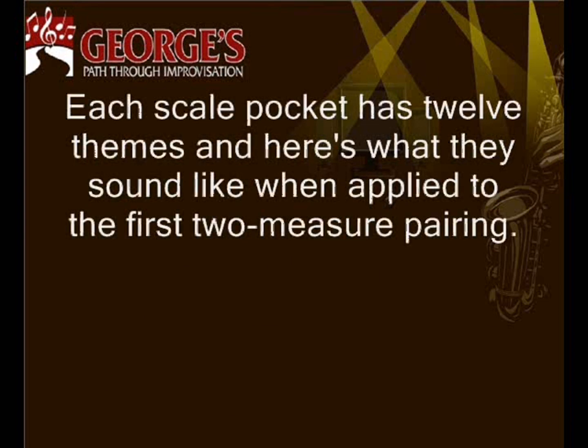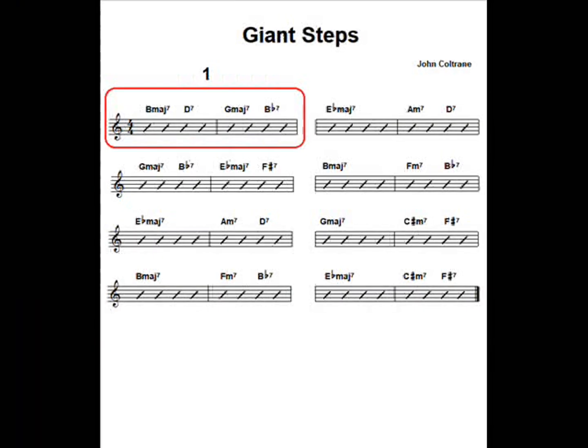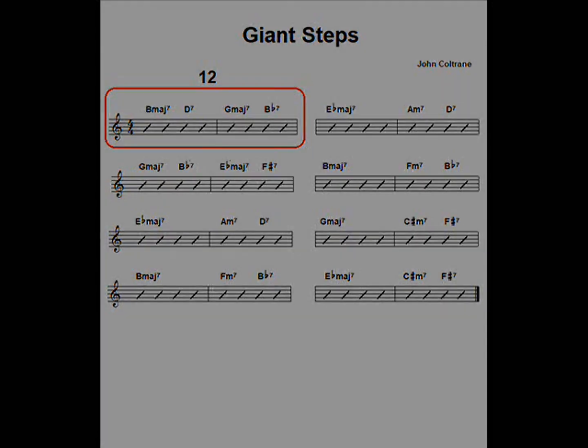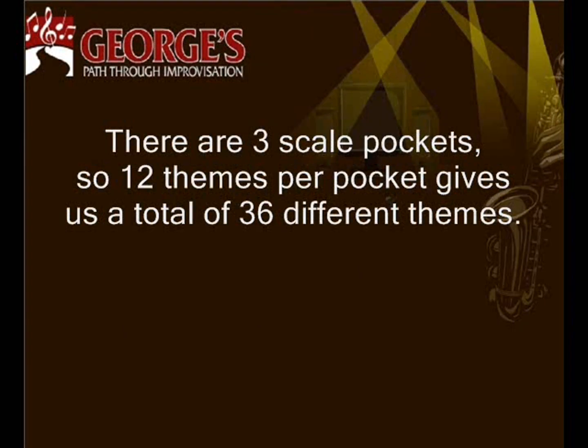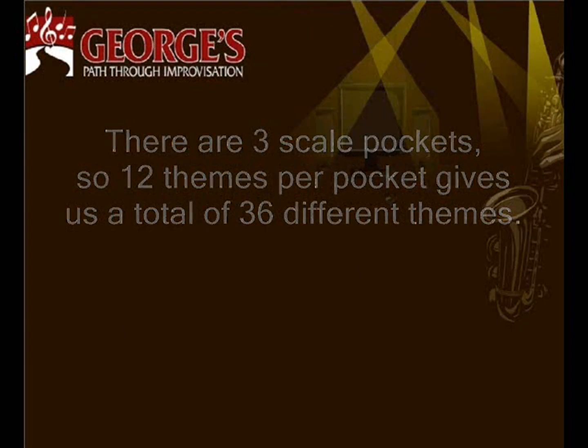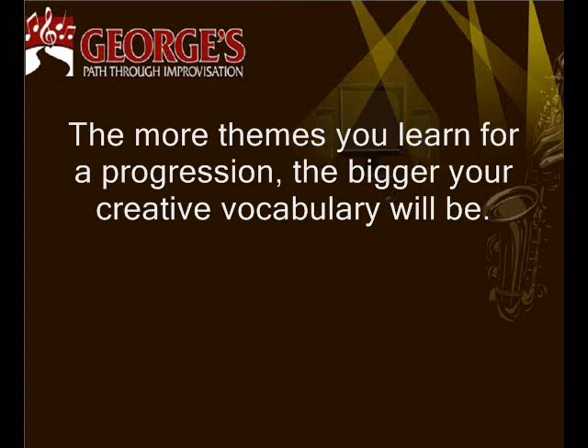Each scale pocket has 12 themes, and here's what they sound like when applied to the first 2-measure pairing. Remember, there are 3 scale pockets, so 12 themes per pocket gives us a total of 36 different themes. And the more themes you learn for a progression, the bigger your creative vocabulary will be.